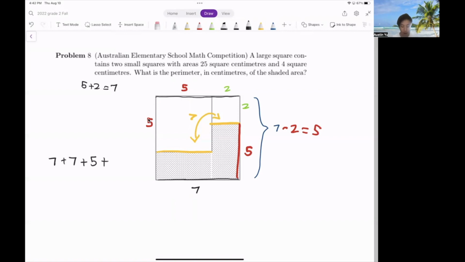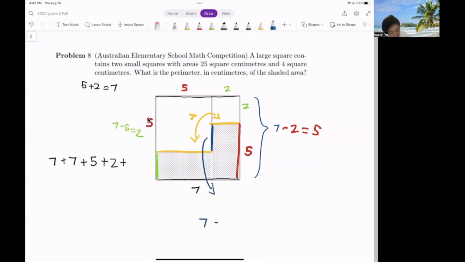And then we move on to the left side. The left side, the short little stem on the shaded area, is again 7 minus 5 equals 2, because the side length is 7 as well. So we add 2. And then finally in blue, we see here the line in blue, hold on, let me take this to the bottom.